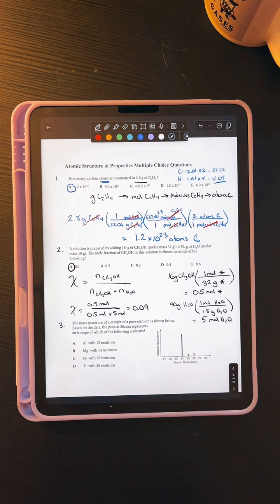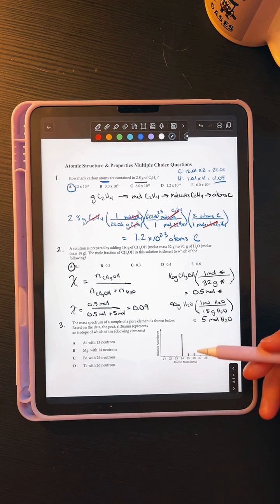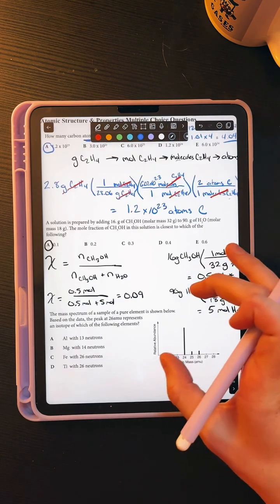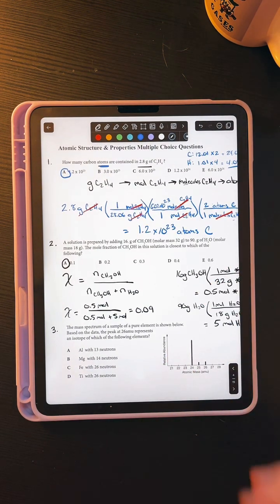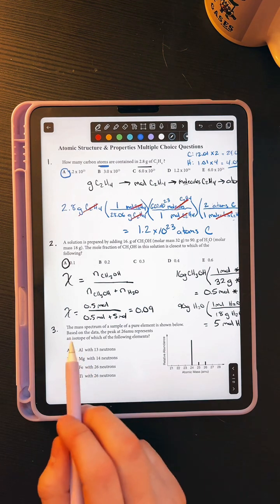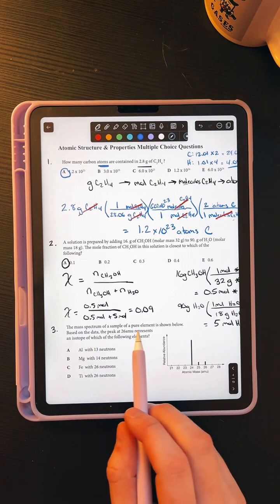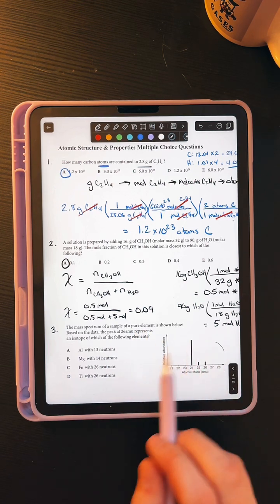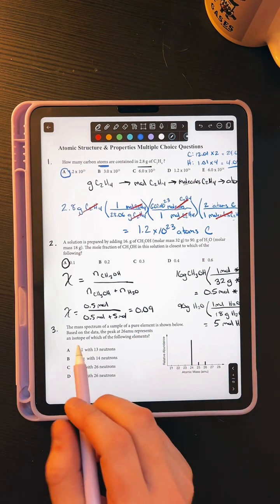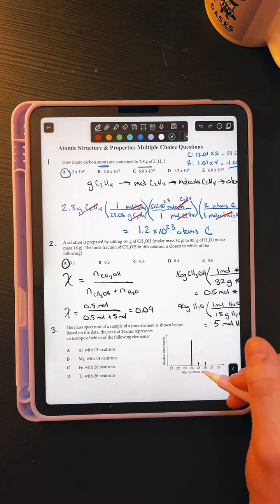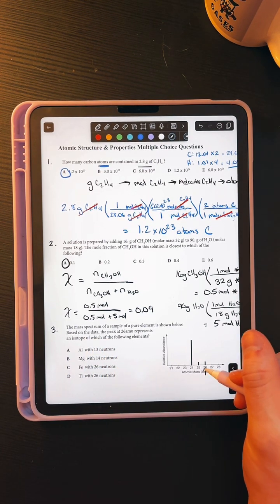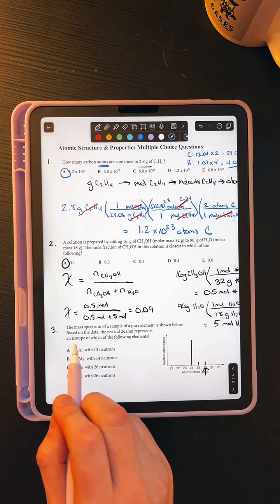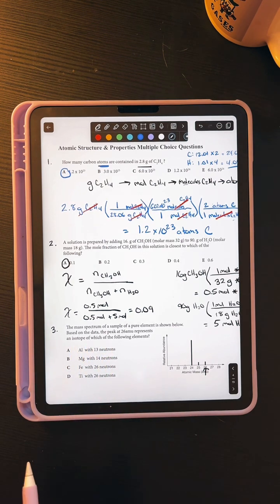All right. So that's mole fraction. Now let's start talking about mass spectrometry. Mass spectrometry is a scary term, but it's not terrible. So the mass spectrum of a sample of a pure element is shown below. So we have a pure element and we're given this graph here, and we'll go over what that graph means. Based on the data, the peak at 26 AMU, so we're looking at this peak right here, represents an isotope of which of the following elements.